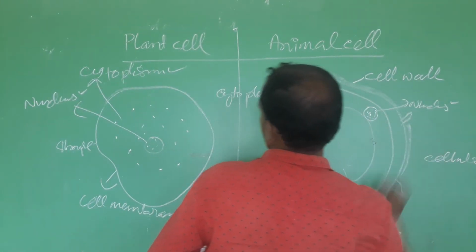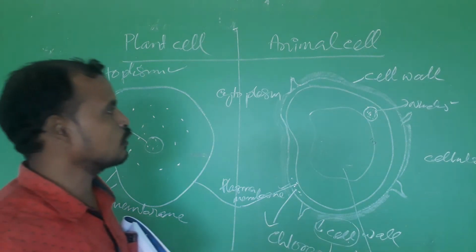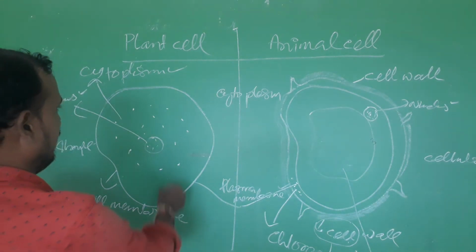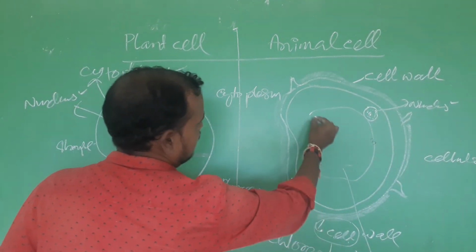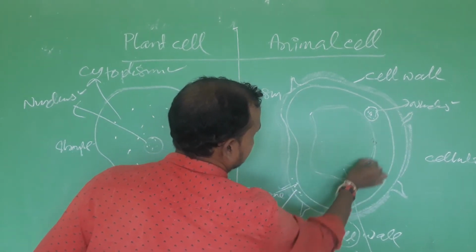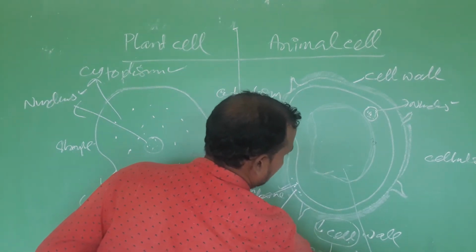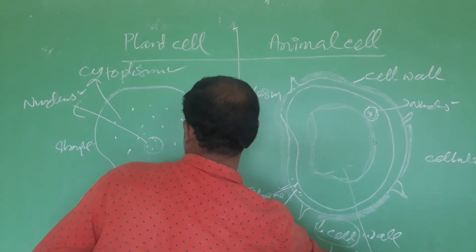Okay, and inside nucleus you will find some thread-like structures, which is known as chromatin. And this is cytoplasm. This is also cytoplasm. See, in plant cell, here one large portion is there. Got it? And this is known as what? Vacuole. And vacuole, what does it contain? It contains some jelly-like substances.